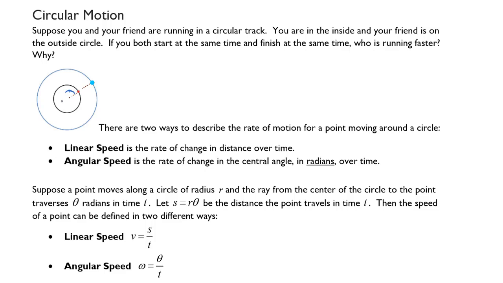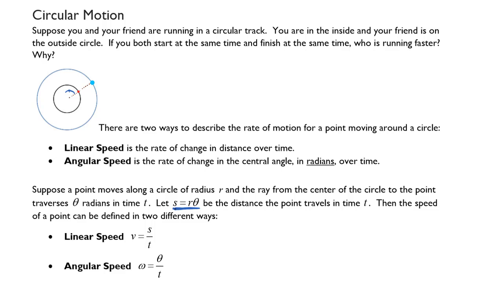Suppose a point moves along a circle of radius r, and the ray from the center of the circle to the point traverses theta radians in time t. Let s equal r theta. Well, this is something we've seen before, because this is the arc length. So the distance the point travels in time t is this, s equals r theta.